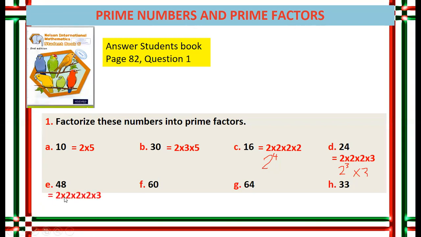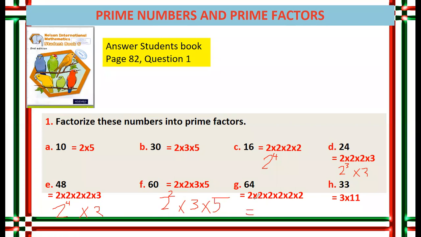Okay, then 48. So how many 2? 1, 2, 3, 4. And then 2 times 2 times 3 times 5. 64 is 2 times 2 times 2 times 2 and 3 times 11. We can write so that you'll understand here. How many 2 do we have? We have 1, 2, 3, 4 times 3. Okay. How many? So it will be 2 squared times 3 times 5. And this one, how many 2 do we have? 1, 2, 3, 4, 5, 6. So 2 and above is 6.